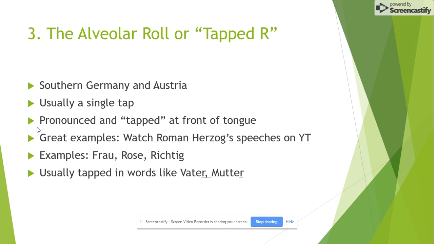And it's also usually tapped at the end of words that have an R. For example, Vater, Mutter, instead of Vater, Mutter. So they actually pronounce it. And a great example of this, if you want to watch a video, watch Roman Herzog's speeches on YouTube. He was the former Bundespräsident of Germany, and he was from Bavaria. And he has a very strong Bavarian accent. And when you watch his speeches, he uses this type of tapped R.